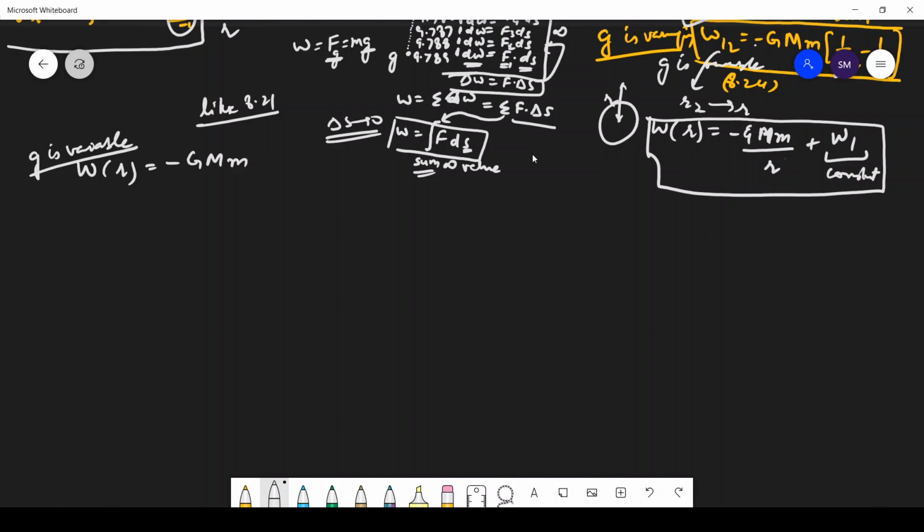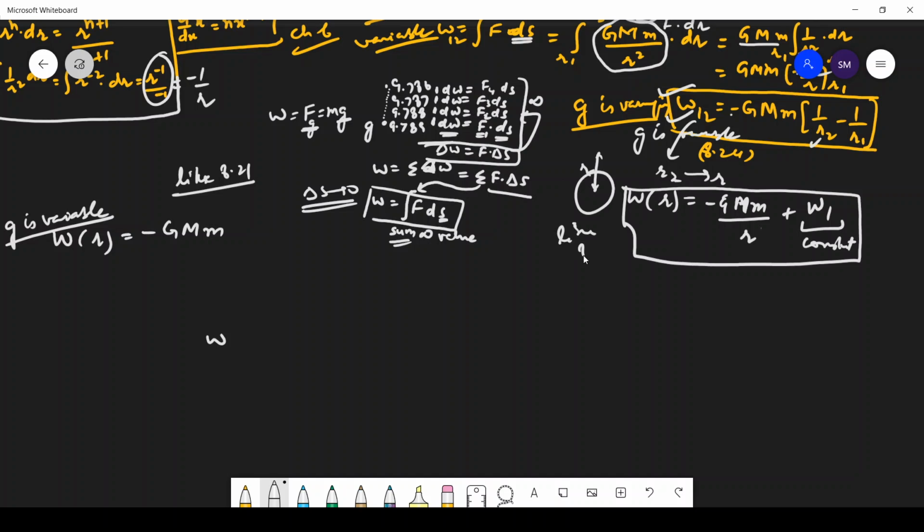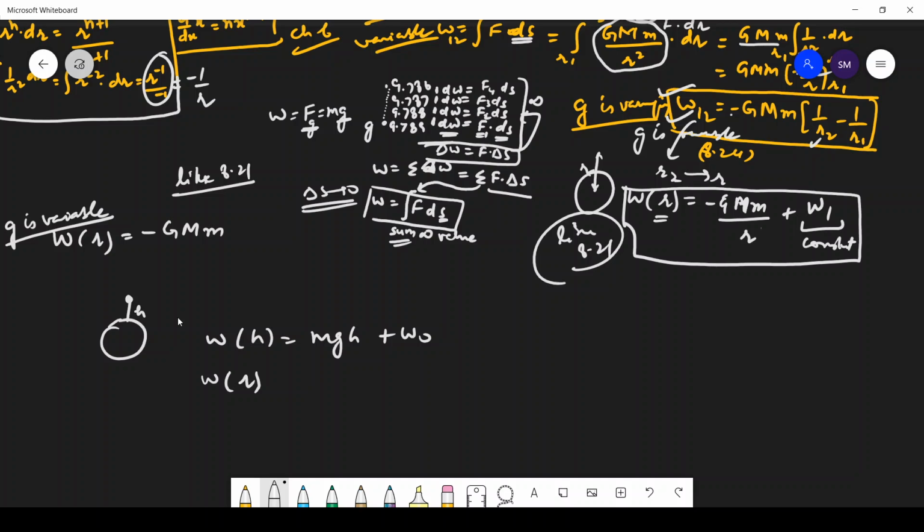Now once again, what will be W12 if I am writing this equation? So I have written this standard equation just like for r instead of h. W(h) was what? mgh plus W0. W(r): this was the height above the surface of the earth. This was your h, and here g was assumed to be constant in this position. Now I am taking r as the distance from the center. This is your r, and here g is varying.